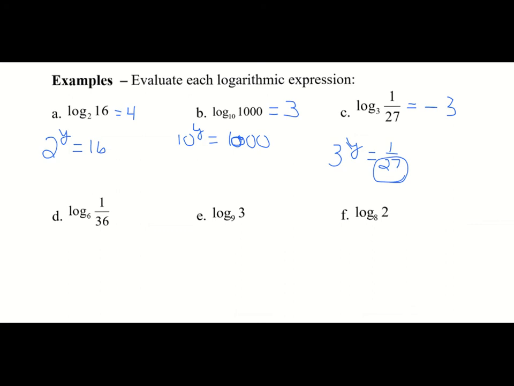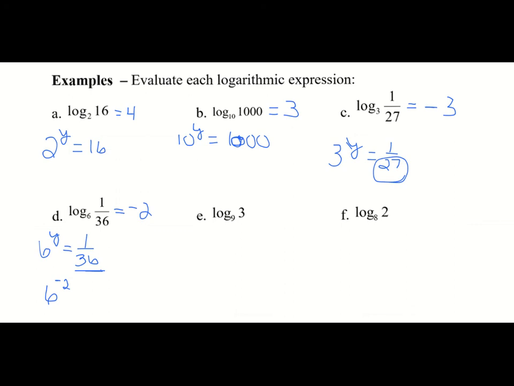Same thing here with D. We have 6 to the what power is going to give me 1/36. So again, it's a fraction, so I'm thinking negative exponent. What can I do? 6 to the what power gives me 36. We know 6 to the second gives us 36, but 1/36 would be negative 2. So it's going to equal negative 2.